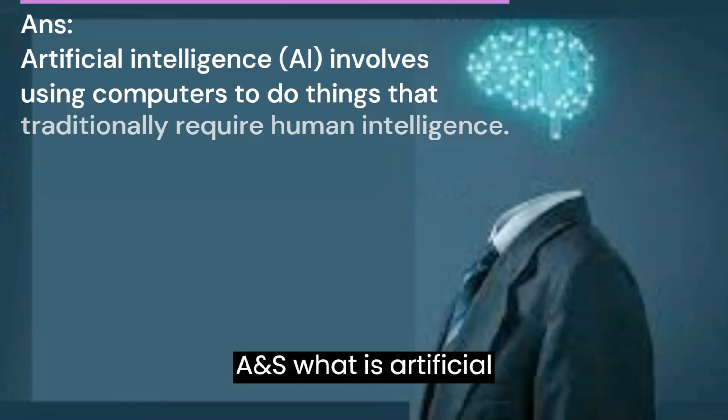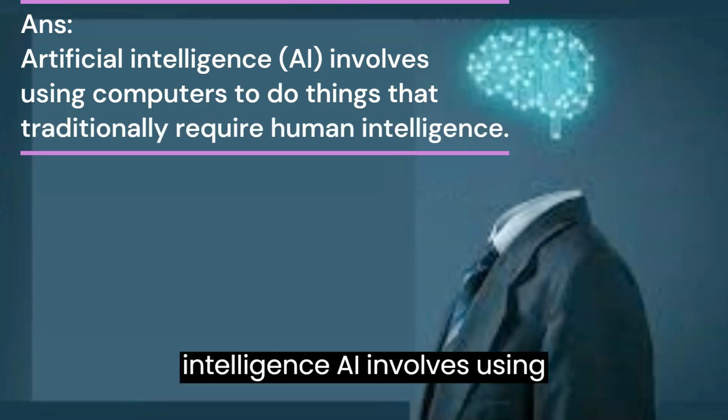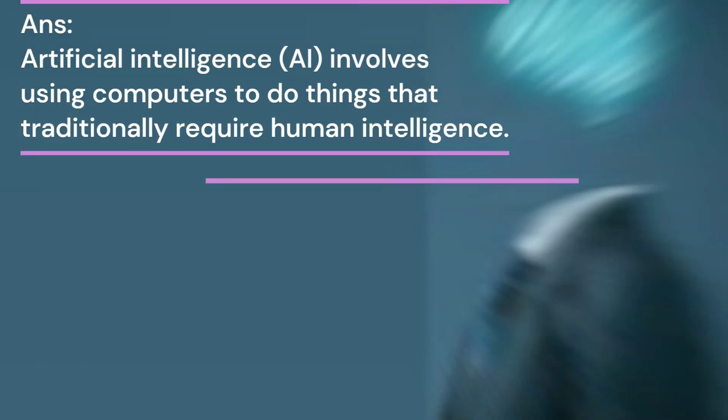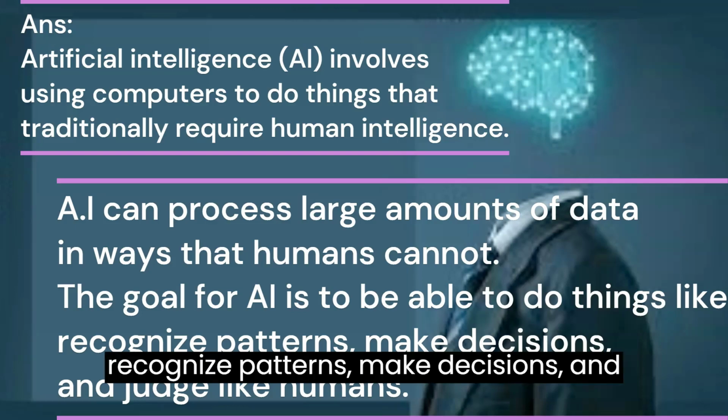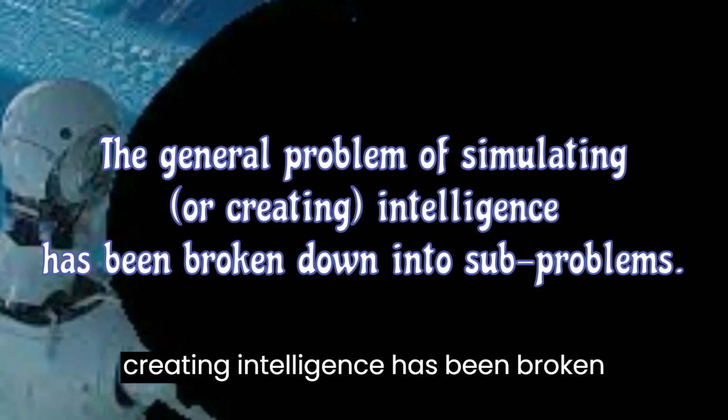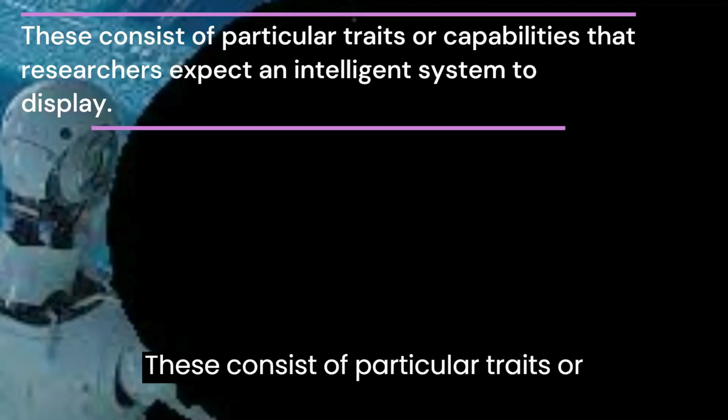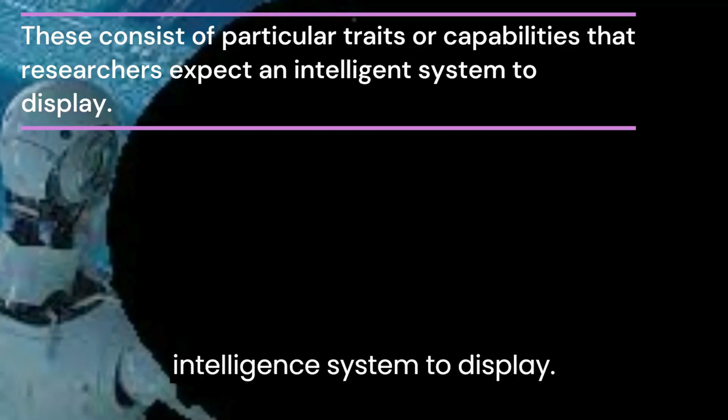Artificial intelligence, AI, involves using computers to do things that traditionally require human intelligence. AI can process large amounts of data in ways that humans cannot. The goal for AI is to be able to do things like recognize patterns, make decisions, and judge like humans. The general problem of simulating or creating intelligence has been broken down into subproblems. These consist of particular traits or capabilities that researchers expect an intelligent system to display. The traits described below have received the most attention.